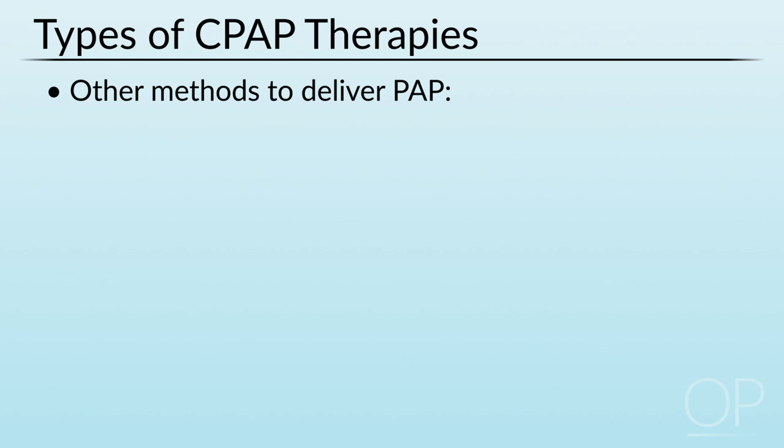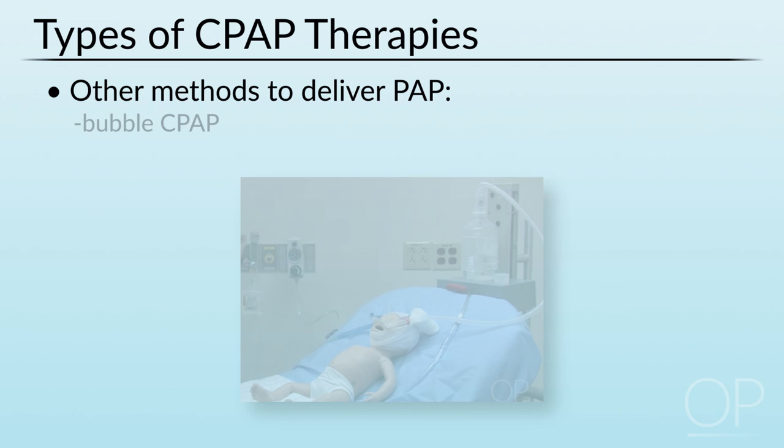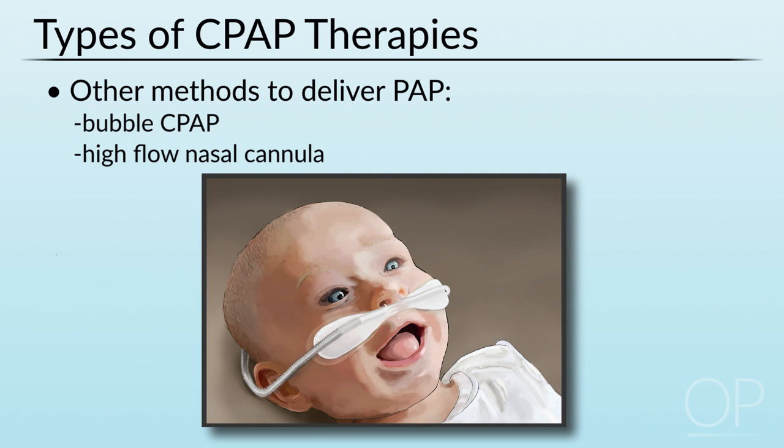And there are other modes we typically don't use in older children. They have been used and tried in neonates and infants in the NICU. These are bubble CPAP, and sometimes you can use a high-flow nasal cannula, such as RAM cannula, to deliver the flow. When the high flow is given at a little bit higher rate, it does deliver some degree of positive pressure, and it does act like a CPAP.